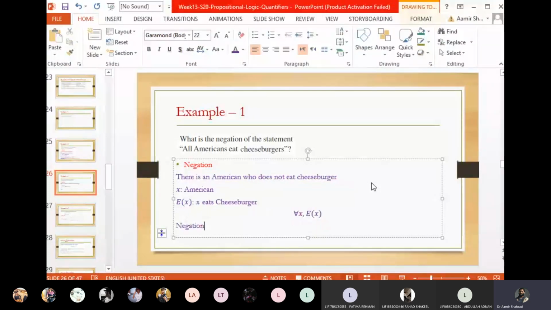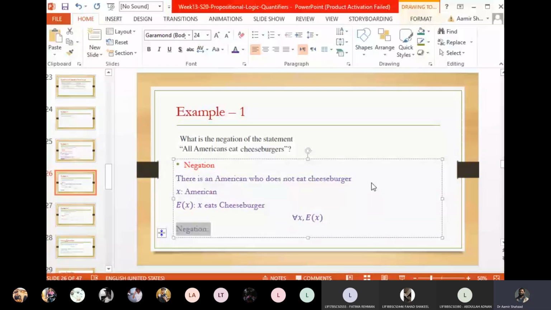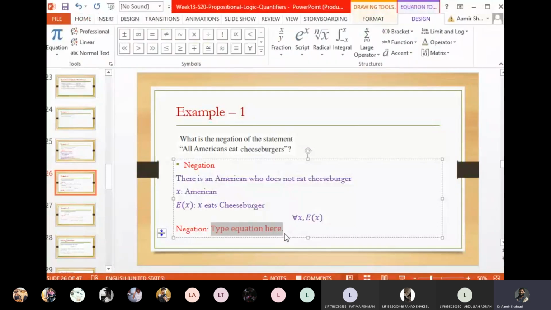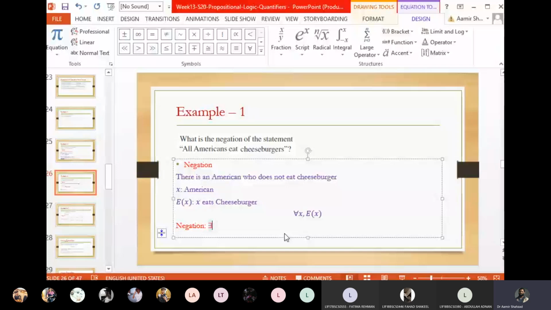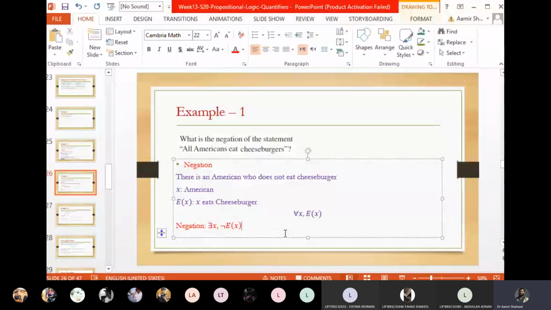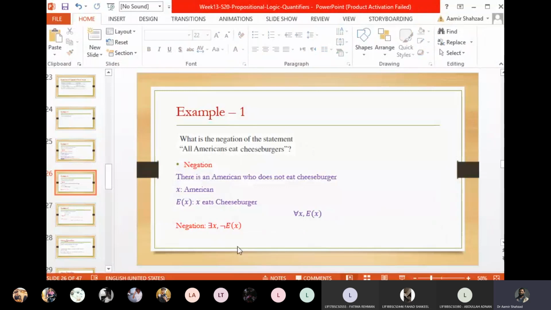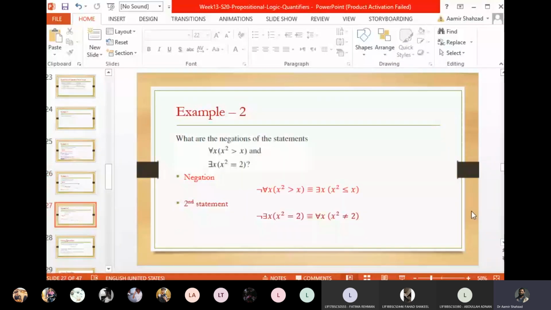So what will be the negation? Let's look at the negation. So there is some X who is not eating cheeseburger. So there exists some X such that negation of E of X. So there is some American who does not eat cheeseburger. So for all X, E of X, the negation is there exists some X for which E of X is not true, negation of E of X.